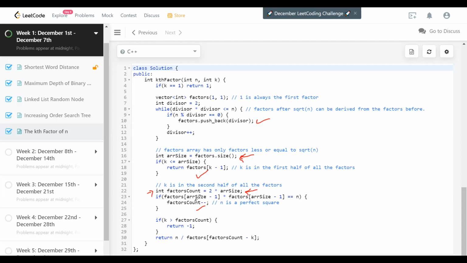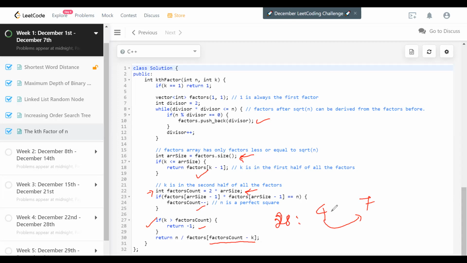That we can easily figure out by the last factor. If the square of the last factor we have found is n, then it's a perfect square. So now we know the factors count. If k is greater than the factors count, as a special case, we're going to return -1. Otherwise, the corresponding factor in this factor vector is going to be at the index factors count minus k. And if I divide n by that number, we're going to get the actual factor, right? Suppose 4 is the corresponding factor for n equal to 28, so we already figured out 7 is the factor we need to find. So 28 divided by 4 is going to be 7 in that case, right?